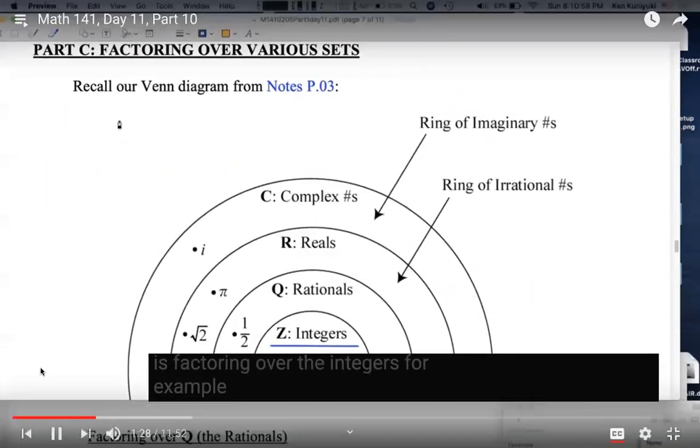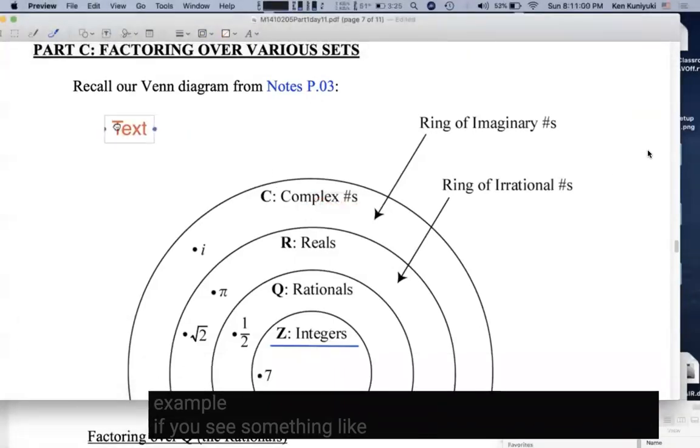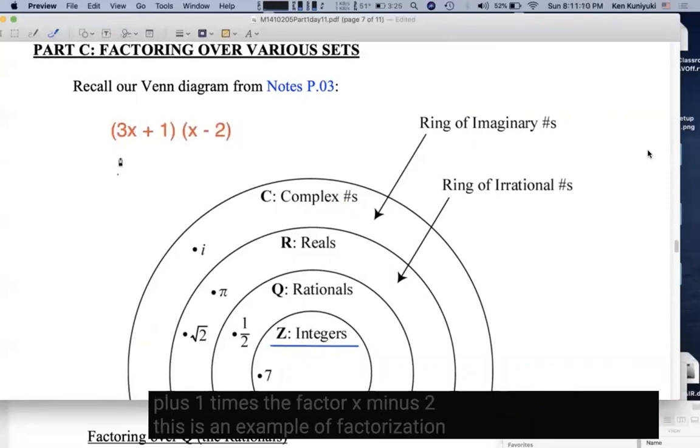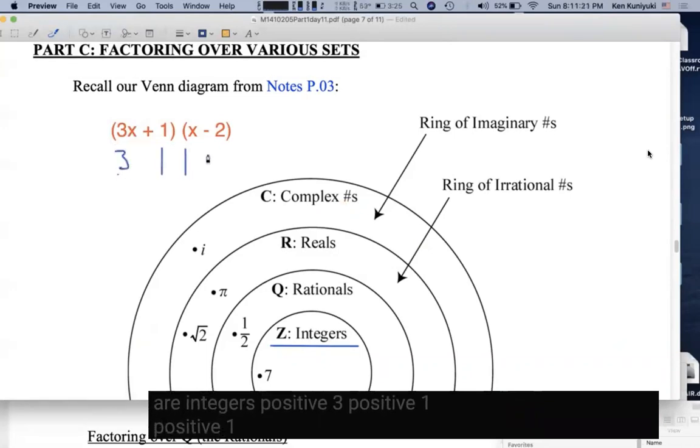For example, if you see something like, by the way, ignore the P. My really old notes had a P chapter. Ignore that. Like the factor 3x plus 1 times the factor x minus 2. This is an example of factorization over the integers, because all the coefficients in each factor are integers. +3, +1, +1, -2.